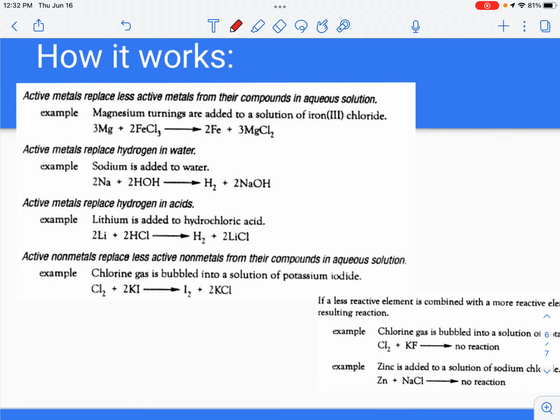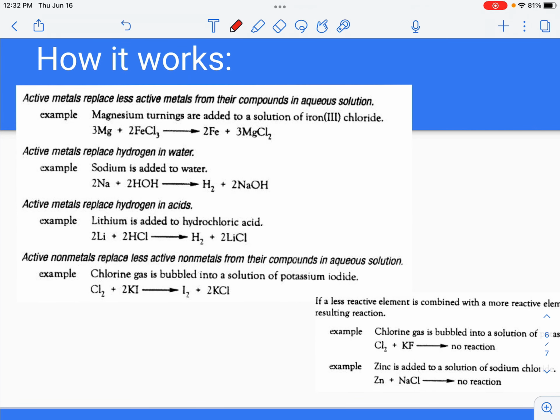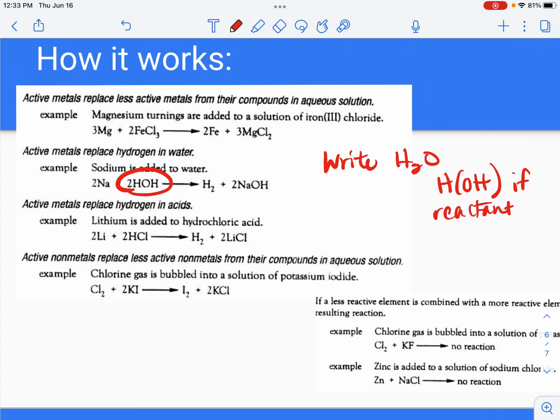All right, so there's several examples here for you where your metal can replace a less active metal in the compound. Your metal can replace the hydrogen in water. So it's really helpful to write water as HOH if it's a reactant in a single replacement reaction.